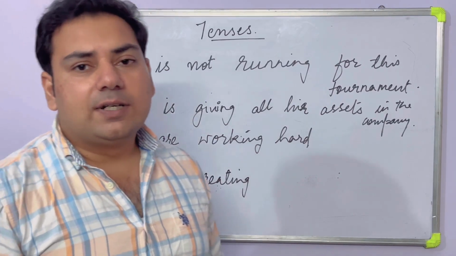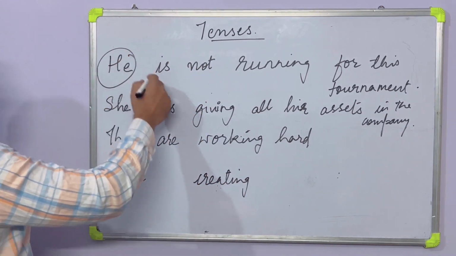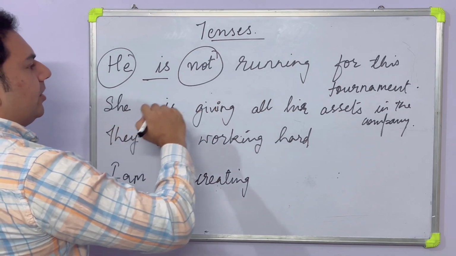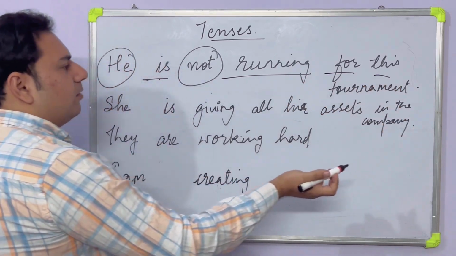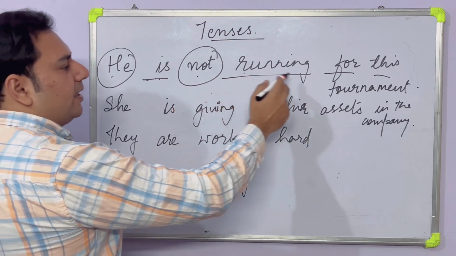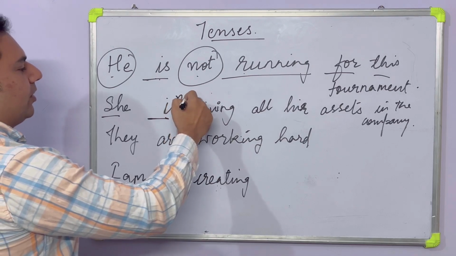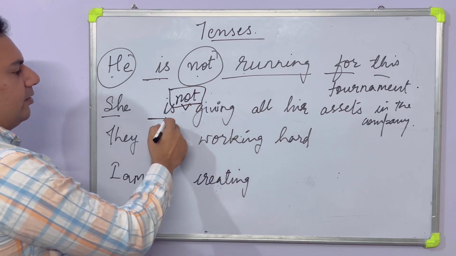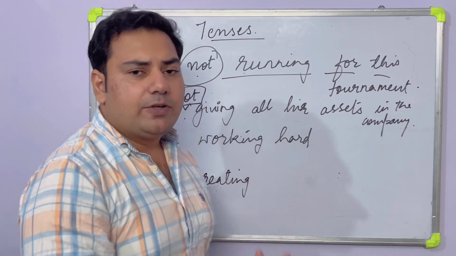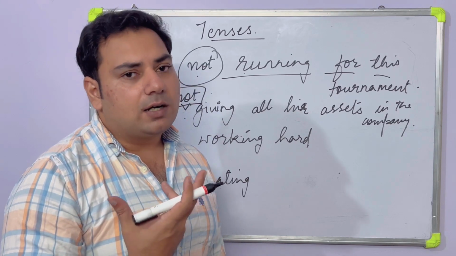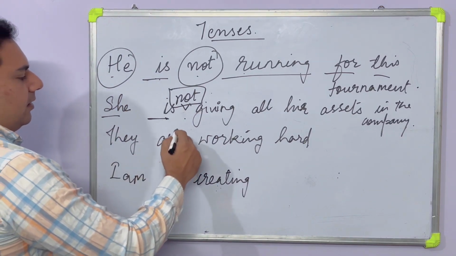So now the negative present continuous sentences will be the same. Subject, auxiliary verb, main verb, and then the object. So he is not running for this tournament. In the same way, she is not giving all her assets in the company. Assets means whatever you have, the belongings, the possessions, the materialistic things.